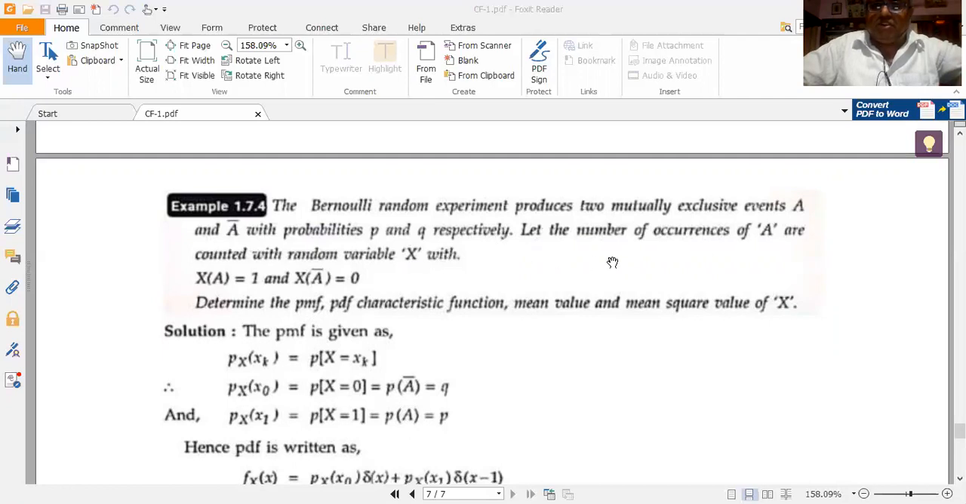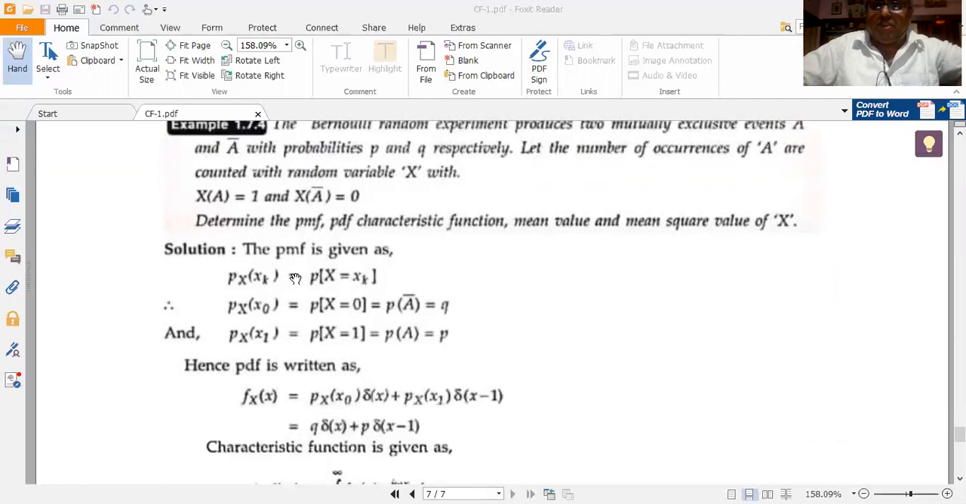And we are going to consider the number of occurrences of A with respect to the random variable X. That's why it is given that X of A is equal to 1 and X of A bar is equal to 0. By definition of the PMF, Px of xk is equal to the probability of X equal to xk. So Px of xk is the PMF, which is equal to P of X equal to xk.